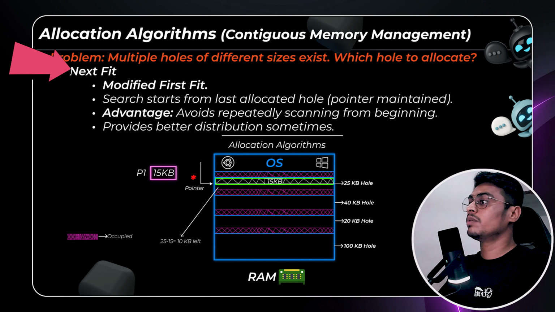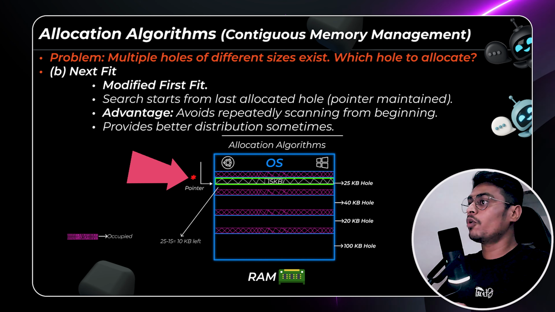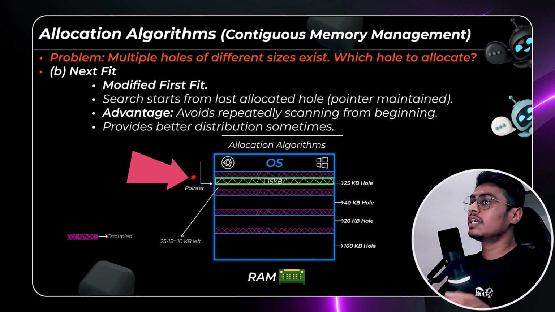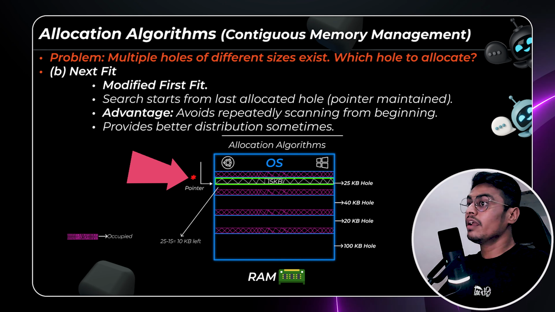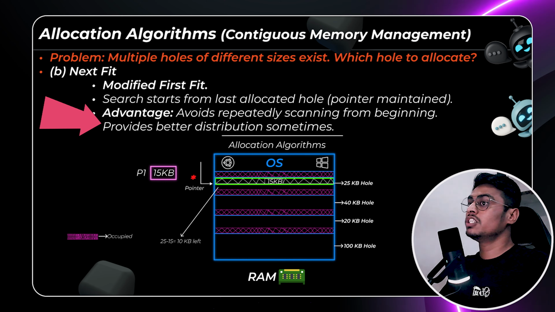Now next fit algorithm is a modified version of first fit. Instead of always starting the search from the beginning, it maintains a pointer to the last allocated hole and starts searching from there. If we allocate P1 to a hole, we keep the pointer there. This approach avoids repeatedly searching the same initial holes, potentially providing better distribution of processes across memory.